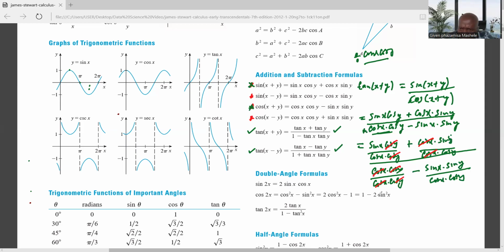Look at this. We have sine x over cos x, this becomes tan x, plus sine y over cos y, this becomes tan y. Then divide by 1 minus, this alone becomes tan x, this alone becomes tan y. So I have proved the first one. You can also prove the second one using the same approach. These things are just easy, but it's just the pre-knowledge which you are expected to know.